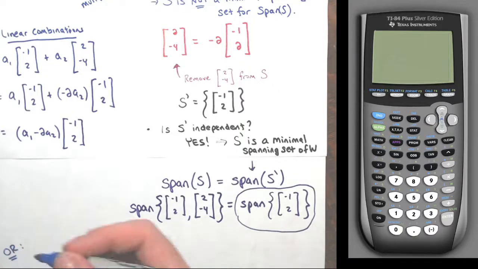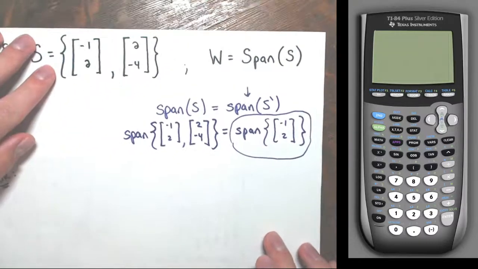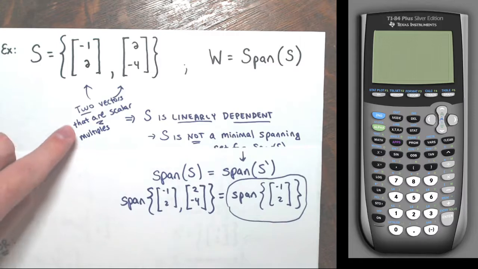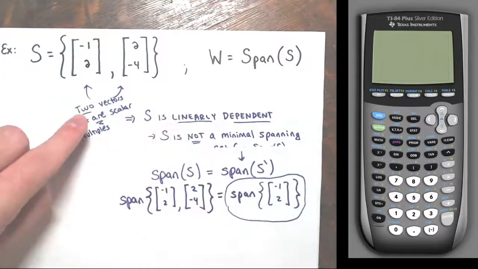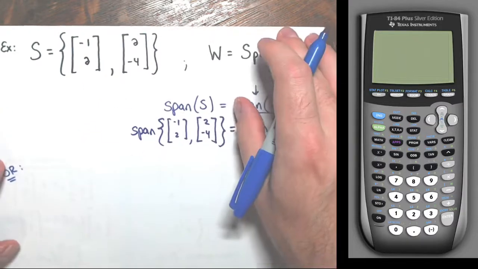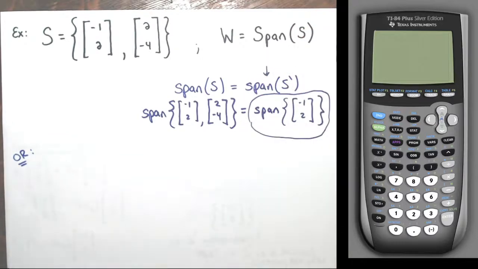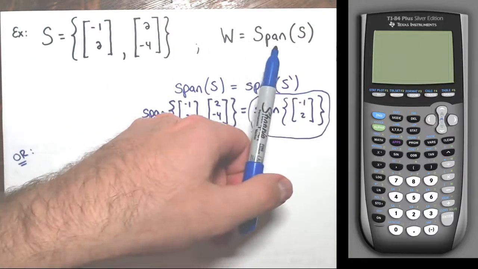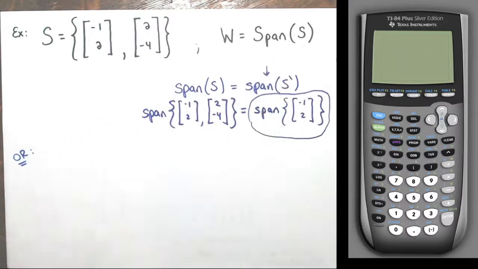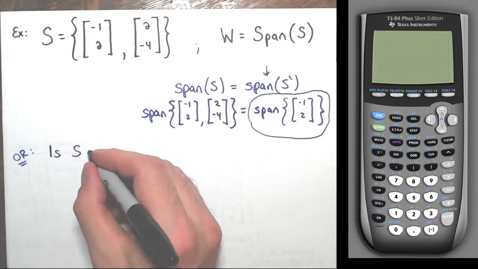And I'll do the same thing I did last example. I'll do it a couple ways, right? Now, say I didn't remember this. Here I kind of did a shortcut because this set only had two vectors in it. Suppose I didn't remember that, right? Remember the first thing we should be checking for is, is this set of vectors that spans W, that makes up the span of S here, independent or not? So is S independent or dependent?